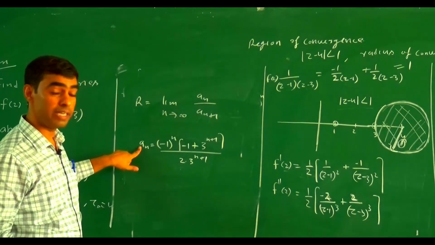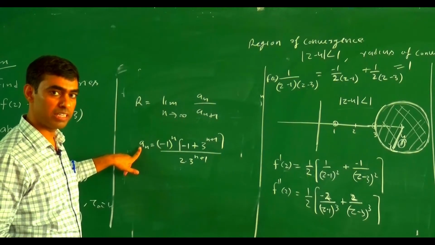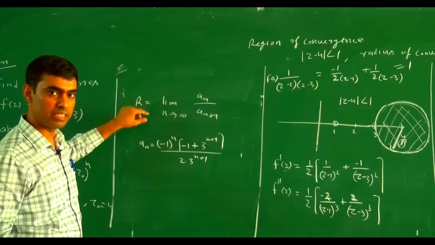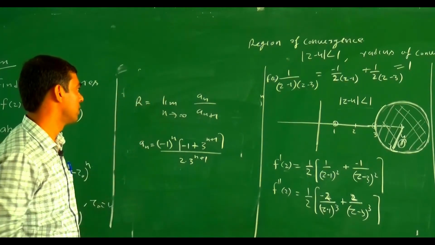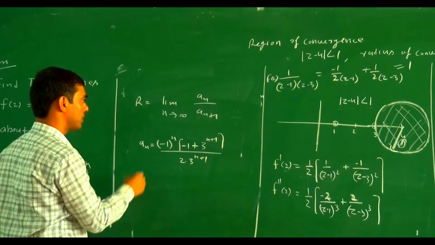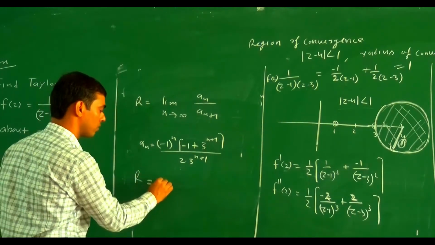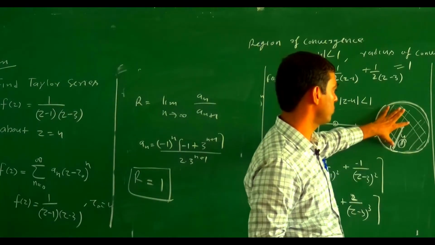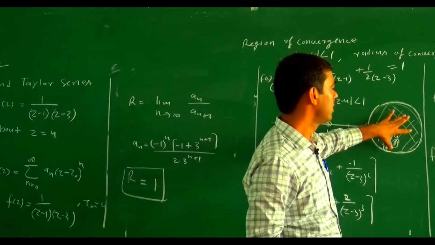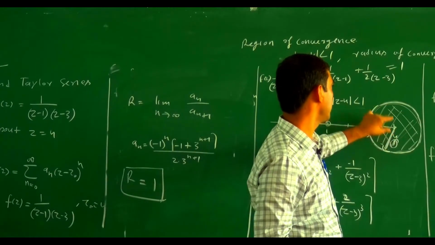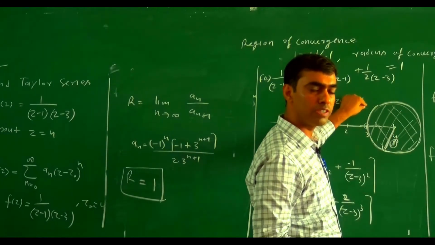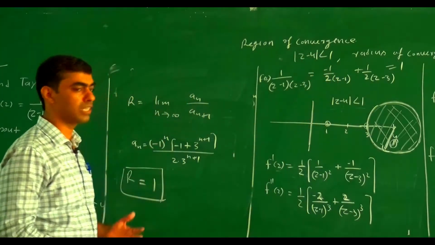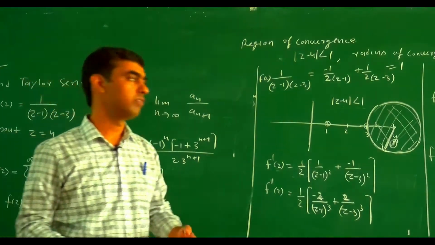So what is the value of a_n? By the binomial expansion, we are able to find a_n. Earlier we explained the Taylor series expansion and the value of a_n. a_n is this. So by putting the values of a_n and a_(n+1) here, we find the value of R equals 1. So here, directly we also identify the radius of convergence. We identify the radius of convergence is 1 and the region of convergence is |z − 4| < 1. And in this way also we are able to find the radius of convergence once we have the value of a_n.